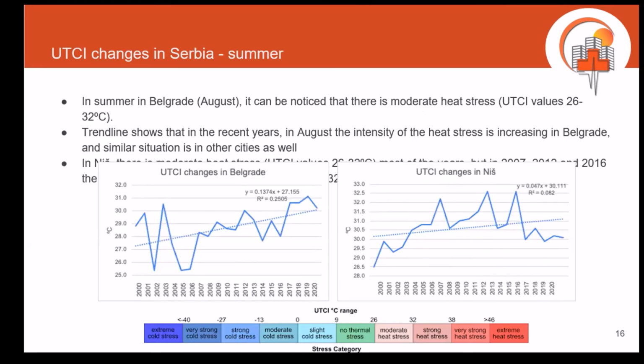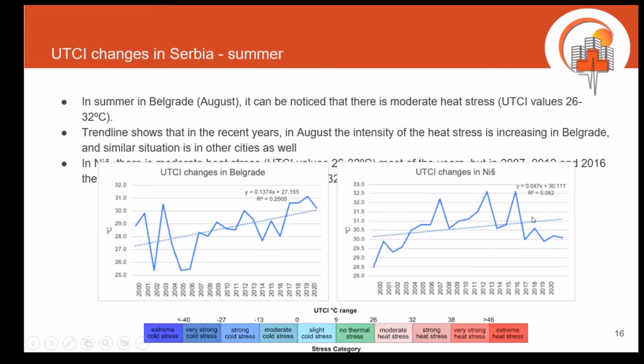In summer, we can say that there is moderate heat stress in Belgrade. These are August months for Belgrade and for Niš. And we can see that these lines are much more pronounced than what we had for the yearly average. Also, we can see that there were years with heat stress on average above 30 degrees, which means that it goes from moderate to strong heat stress. This is especially the case in the last 2 or 3 years for Belgrade.